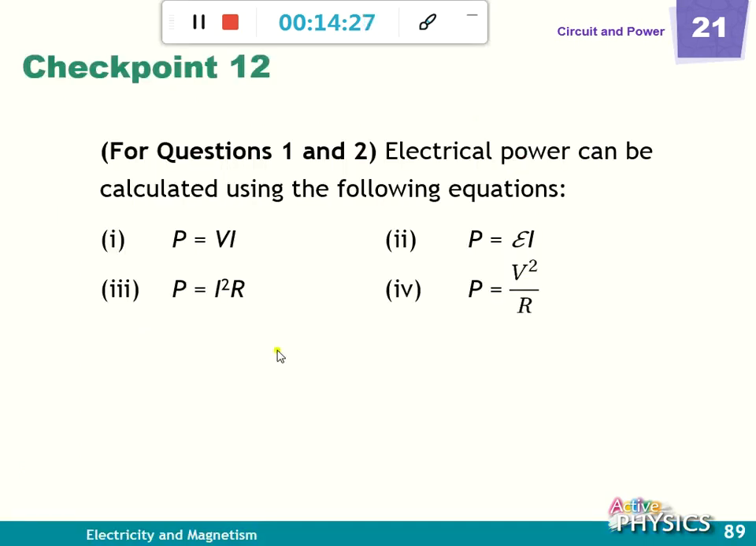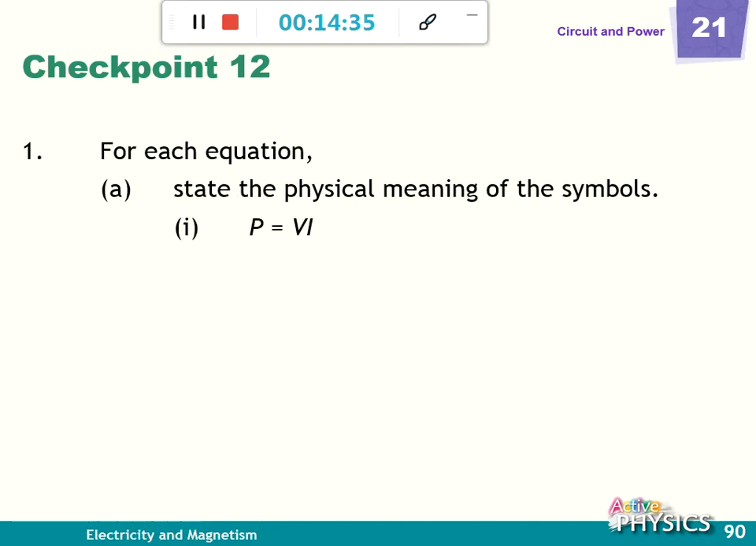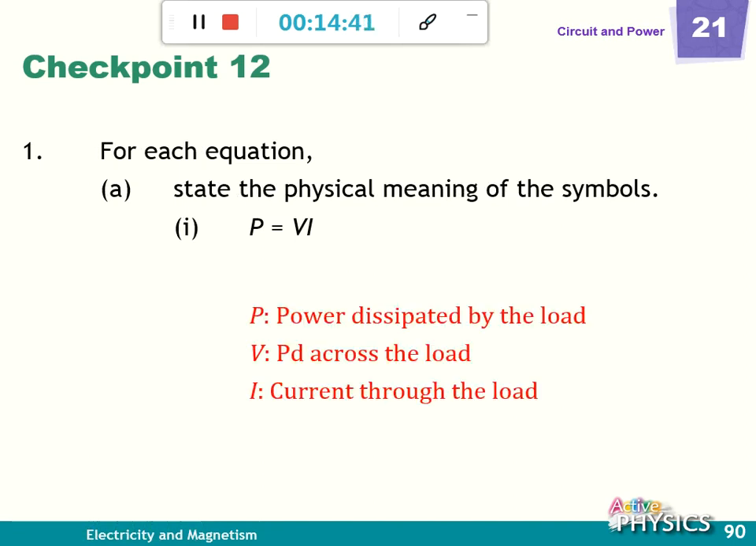Okay, Ch21.5. Here, electrical power can be calculated using the four formulas below. For each one, state the physical meaning of the symbol. Very easy. P means the power, V is the PD across the load, I is the current flowing through the load.